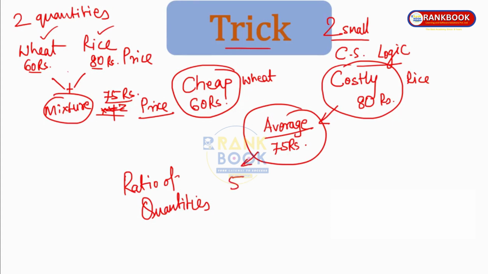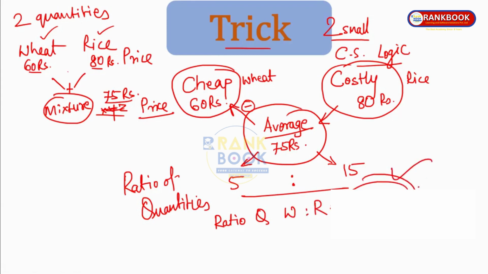Again, average is 75, cheap is 60. If you subtract 60 minus 75, you will get a negative answer, so don't do it that way. What you will do is 75 minus 60. What is the answer that you will get? 15. 5:15 is the answer. The ratio of quantities of wheat to rice has to be 5:15. See how easily we got the answer. Now this is not the actual weight. We are not saying that you add 5 kg of wheat and take 15 kg of rice or anything like that. We are just saying whatever wheat and rice you take, it should be in the ratio 5:15 in the mixture. So this is nothing but the ratio of quantities.